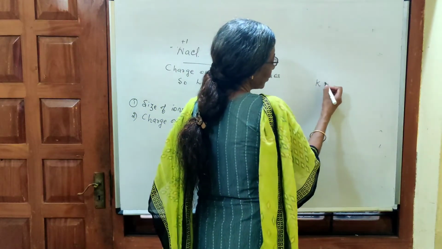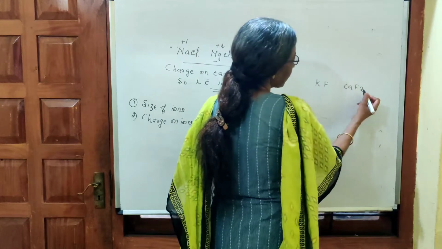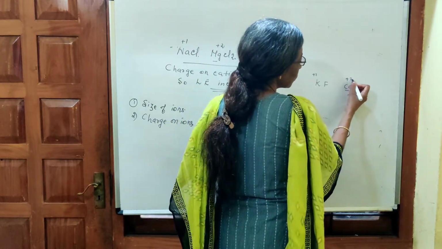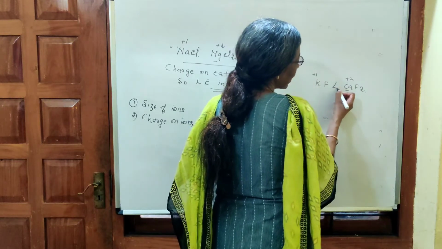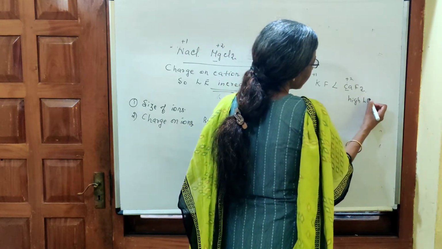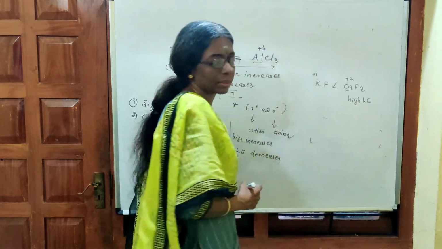Lattice energy increases. Okay, next one, another example. Suppose KF is there, CaF2 is there. So here plus 1, here plus 2. So this will have high lattice energy, and this will have less lattice energy.